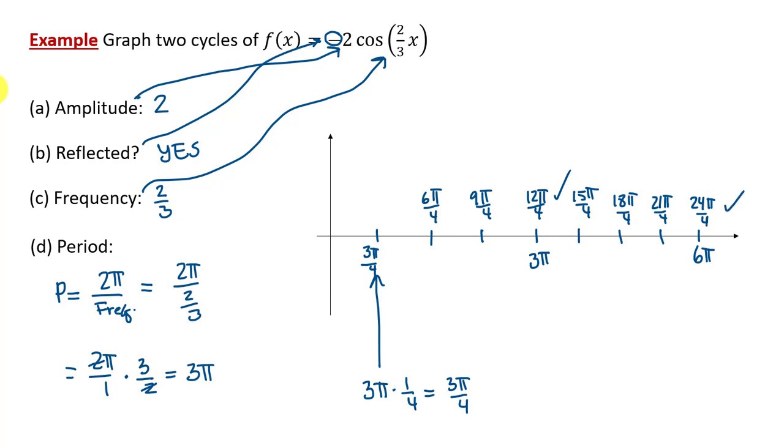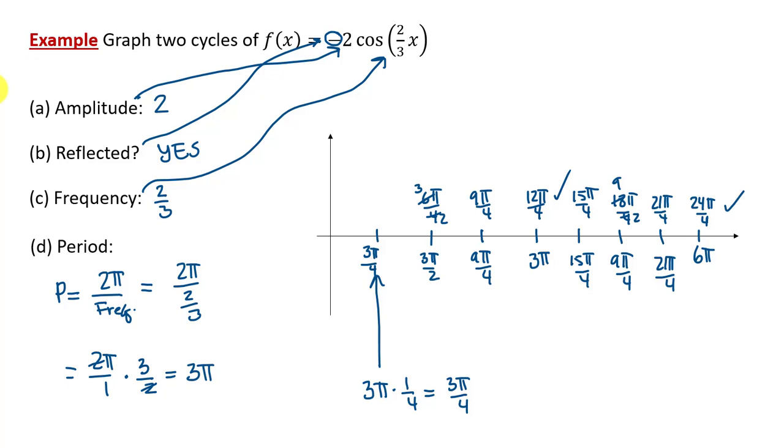Perfect. Now I have to produce the simplified versions of all fractions. 6 pi over 4, I can divide out 2, that becomes 3 pi over 2. 9 pi over 4, I cannot simplify. Then 15 pi over 4. 18 pi over 4, I can divide out 2. So that's 9 pi over 2. 21 pi over 4. Okay, and that's it, right? So that's how we're going to label the horizontal axis.